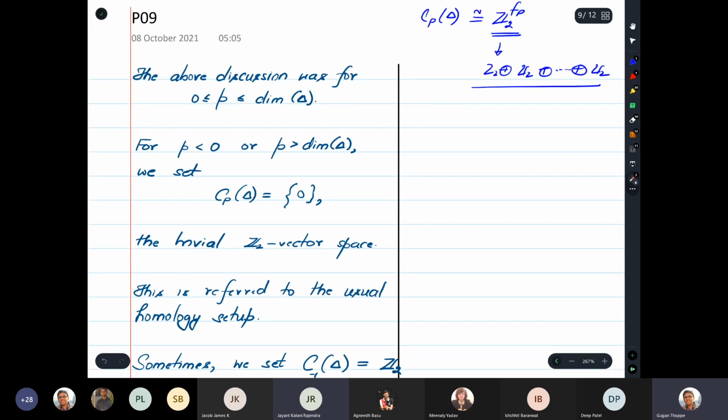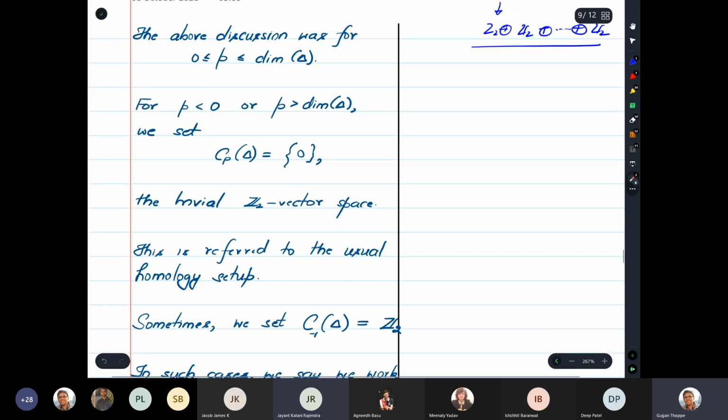Now, all the discussion that we have done so far concerned the choice of p that was between 0 and the dimension of Δ. Recall Δ is the simplicial complex that is under consideration. So it has some dimension, and whatever we discussed so far concerned when p was a number between 0 and the dimension of Δ. So one can ask, can we define the vector space concerning p-chains for p less than 0 and p greater than the dimension of Δ? This is a bit interesting, because notice that there will be no faces.